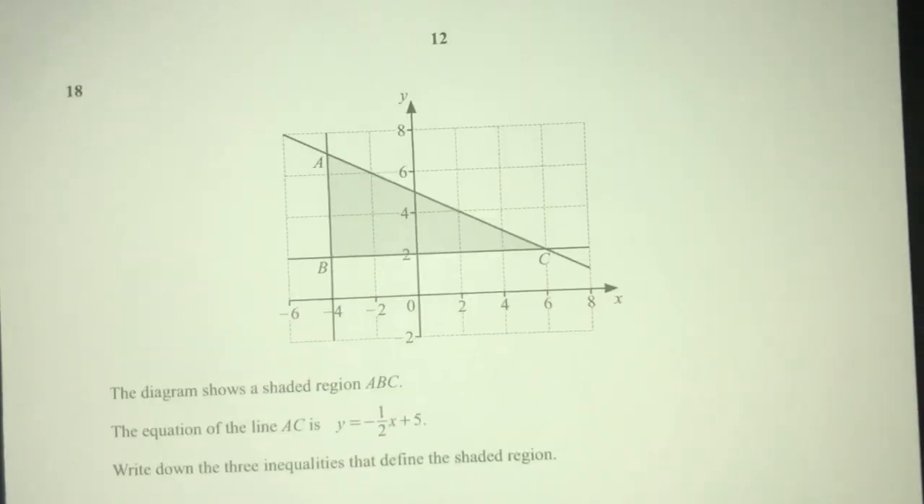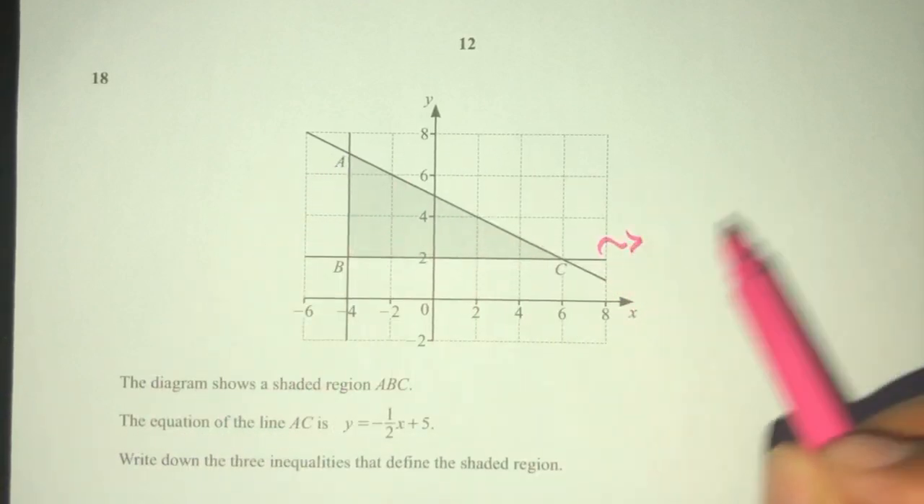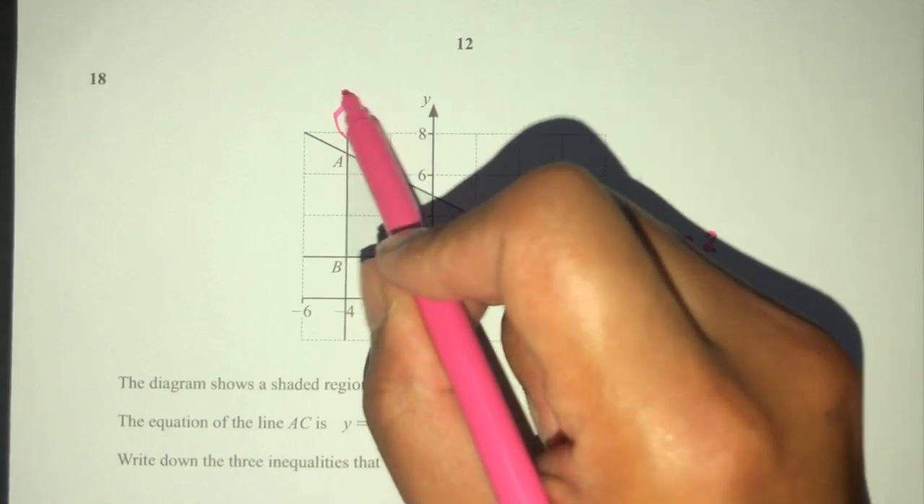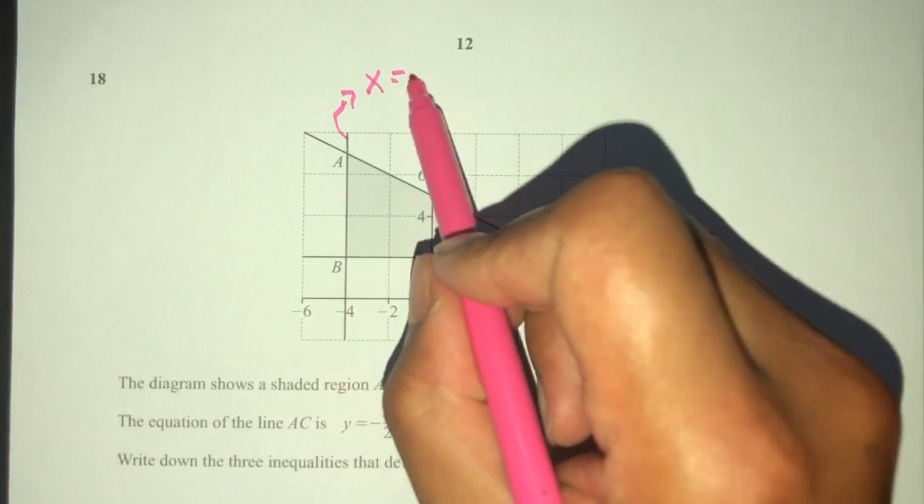So first thing first, we have to find the equations of the lines. What is the equation of this line? Pretty easy. It is a horizontal line. That should be y equals 2. What is the equation of this line? It is a vertical line, so that will be x equals minus 4.